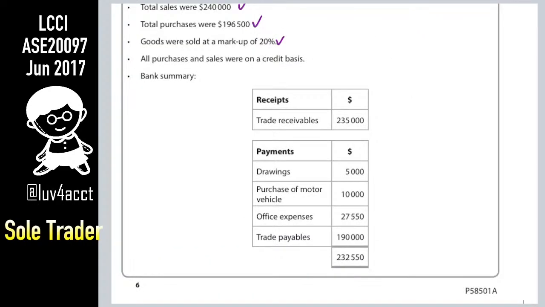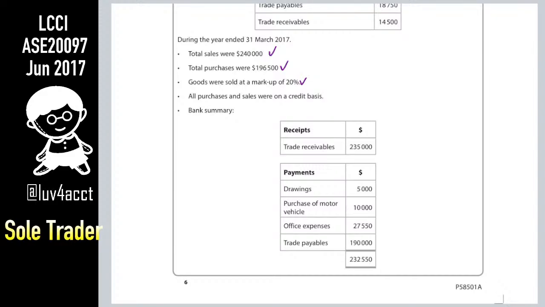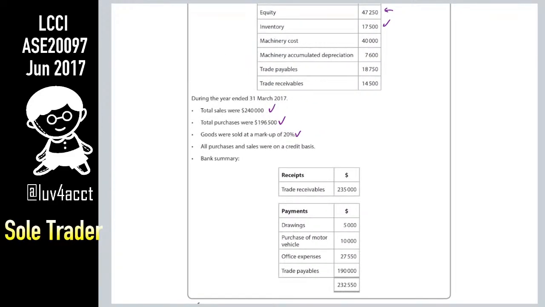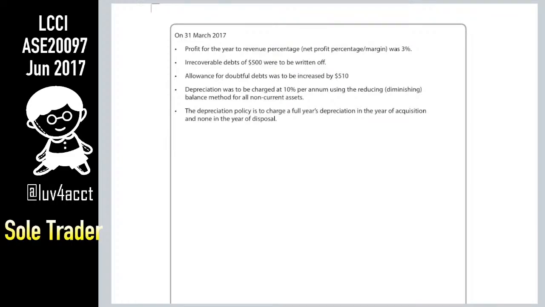The bank summary: receipt from trade receivables, and then drawings, purchase of motor vehicle, office expenses, and trade payables. These are payments. After this, we still have some additional information. Profit for the year to revenue is given to you as 3% on revenue, so you have net profit to be put in your statement of profit or loss.